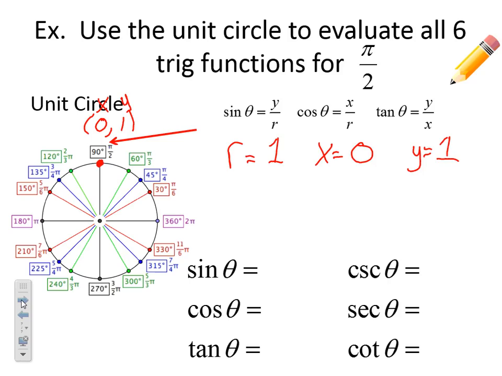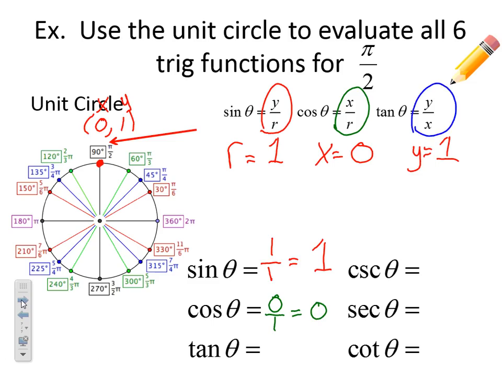Fill this out. Sine is y over r. My y is 1, my r is 1. 1 divided by 1 is 1. Cosine is x over r, so I have 0 over 1, which just equals 0. Tangent, I have y over x, which is 1 over 0. We can't divide by 0, so we're going to have undefined there.